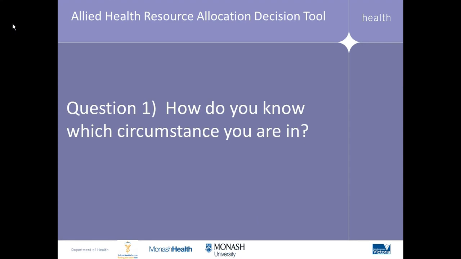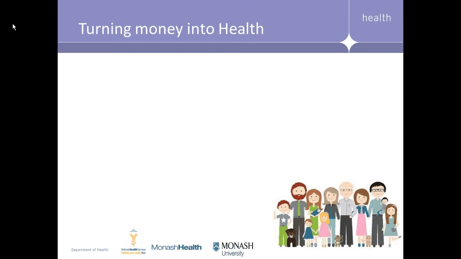Welcome to the Allied Health Resource Allocation Decision Tool Help video. Question 1. How do you know which circumstance you are in? The healthcare system functions to improve the health and well-being of the members of the community that it supports.